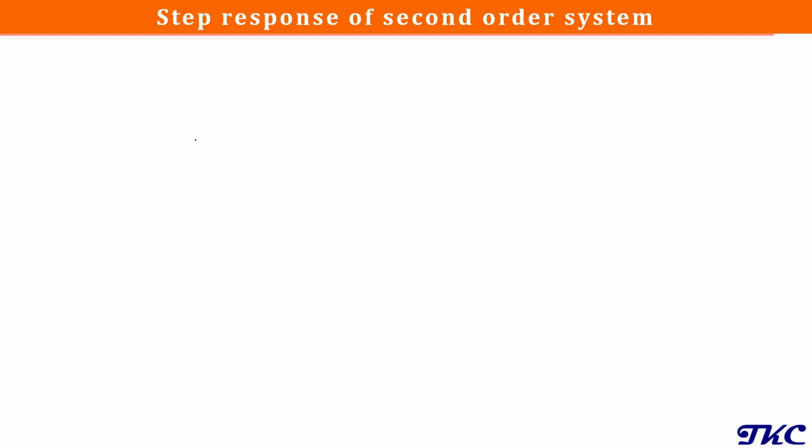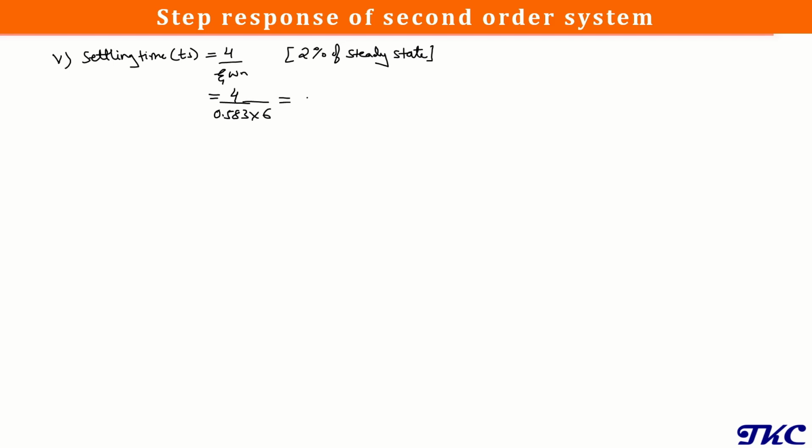Now the next thing that we have to determine is settling time. It is given by TS, and the formula for that is 4 by zeta omega n, and it is for 2% of steady state value. So it will be equal to 4 by zeta we got as 0.583 into omega n we got as 6. This value will turn out to be 1.1435 seconds. Based on this value, we can comment that the system needs 1.1435 seconds to go within the 2% of the steady state or the required output.